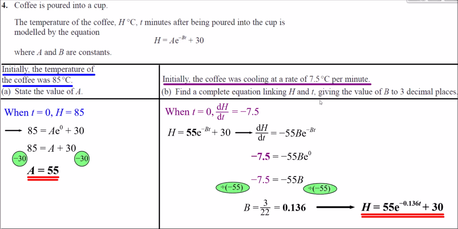It is a minus here because the minus is embedded in this question. Minus b, b is positive, so minus a positive, hence minus the positive 0.136.